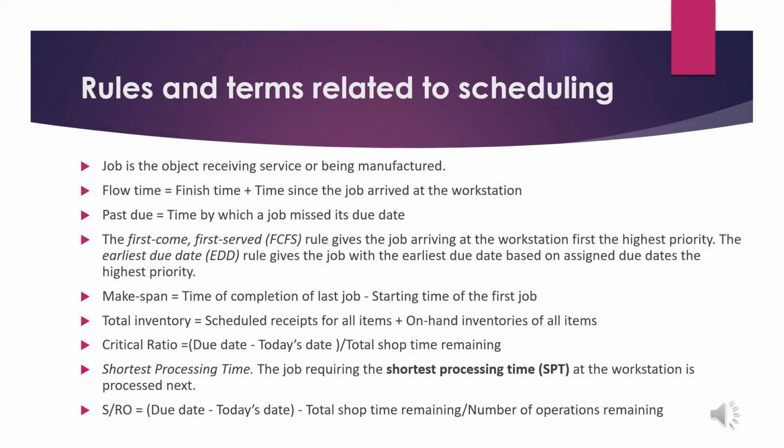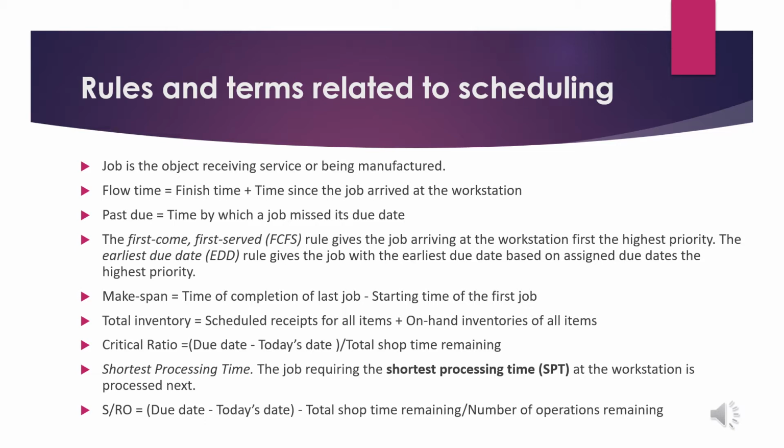In case of job shop sequencing, basically two different kinds of methods are used. The FCFS, whose full form is the first come first serve rule, gives the most importance to the job arriving at the workstation first. The earliest due date or the EDD rule gives the job with the earliest due date, based on the assigned due dates, the highest priority.